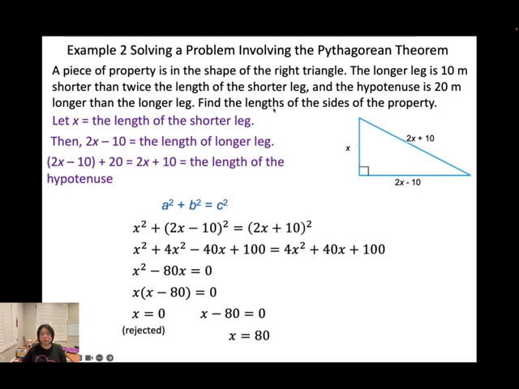They want to find the lengths of the sides, so we plug back in. The shorter leg is equal to 80. The longer leg, we plug it in, will be 150 meters. And the hypotenuse, plugging in x equal to 80, you get 170 meters.